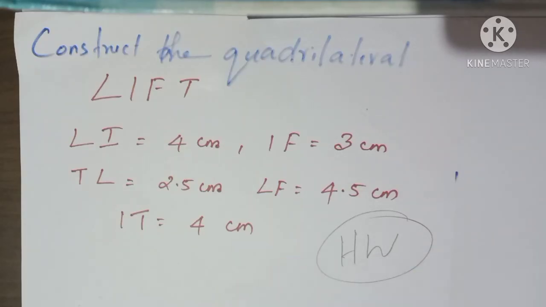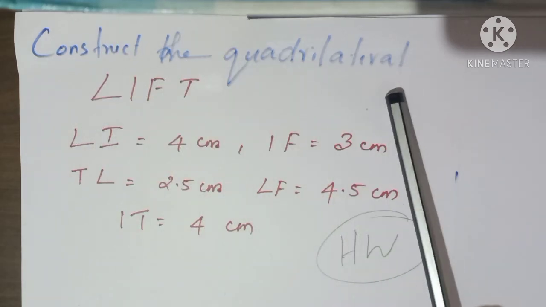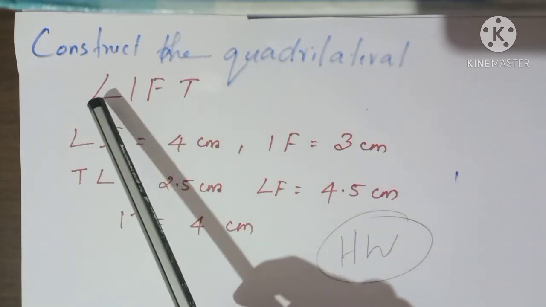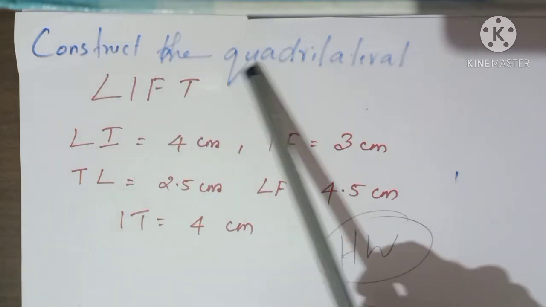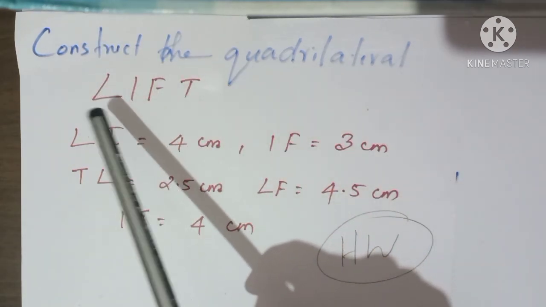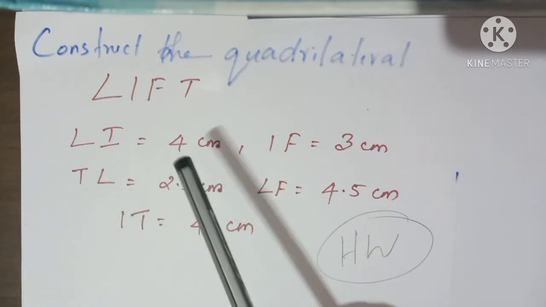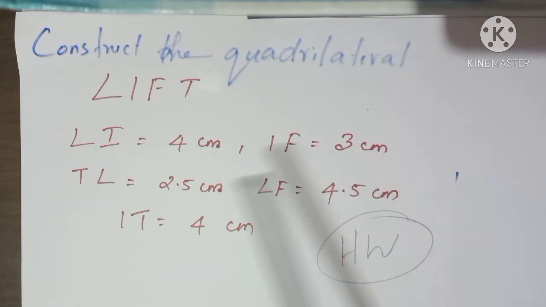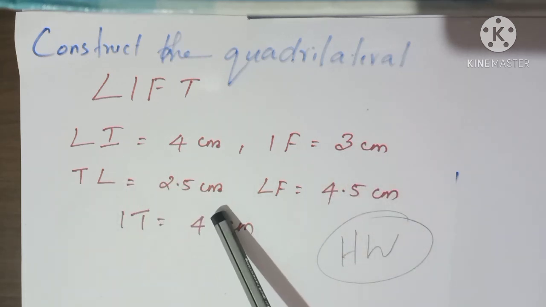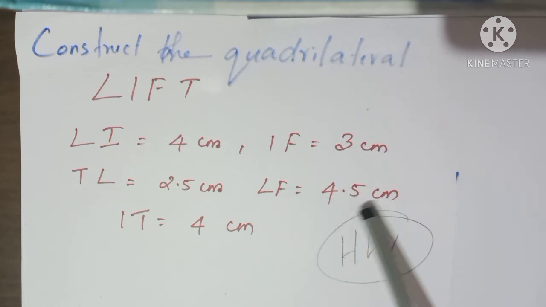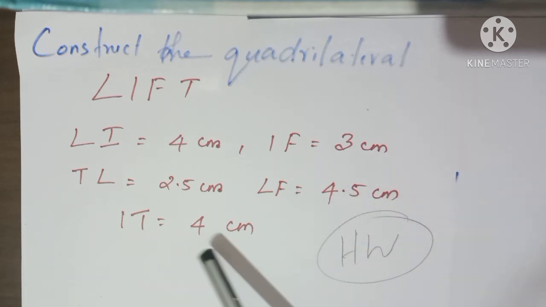So this is your homework problem. Construct the quadrilateral. The name of the quadrilateral is LIFT. Measurements: LI is equal to 4 cm, IF is equal to 3 cm, TL is equal to 2.5 cm, LF is equal to 4.5 cm, IT is equal to 4 cm. You want to construct the quadrilateral by using these measurements. The same way what I taught you, the same way you want to do it.